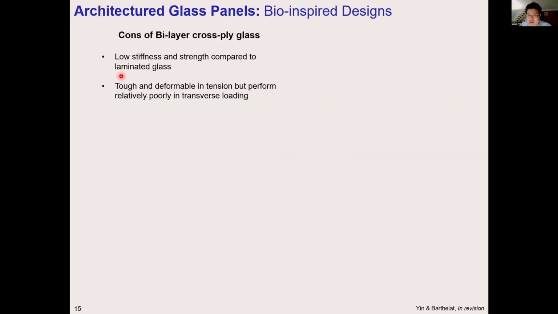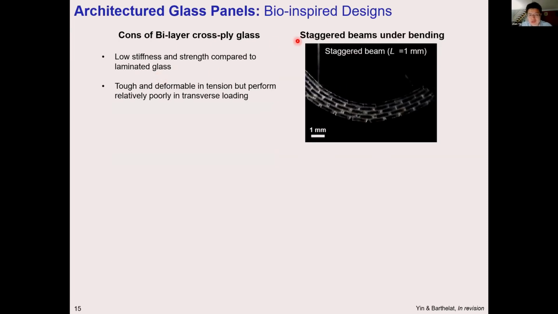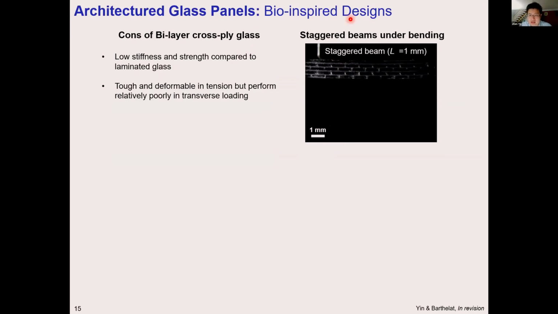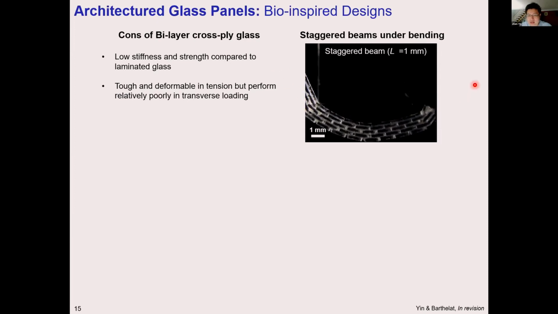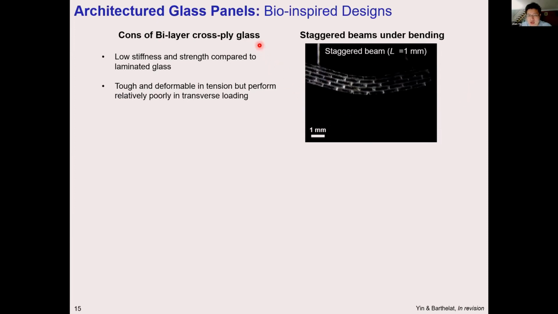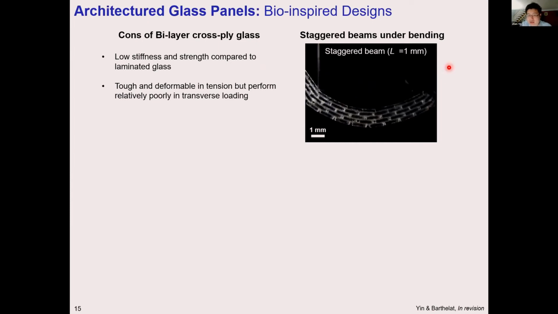The problem is that in transverse loadings the performance is limited, and we have a relatively low stiffness and strength. So we want to make something great in transverse loadings, and the first thing we tried is brick-and-mortar staggered beams and bendings. With an adequate design of tablet size, we can have very highly deformable structures. But the thing is, it's two-dimensional, so in reality, we need to deal with three-dimensional structures.